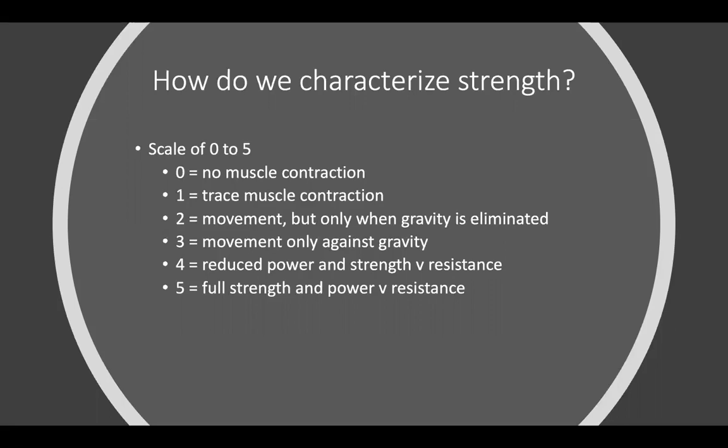And then 3 is exactly like Meryl said, movement only against gravity. 4 is reduced power and strength against resistance. This is a little more subjective, but it's helpful to again know that they should be able to resist you completely if they have full 5 out of 5 strength. And 5 is that full strength against power and resistance.